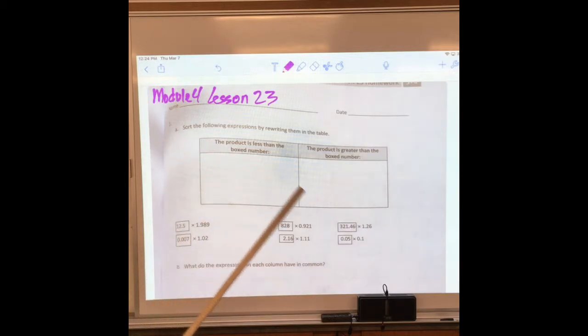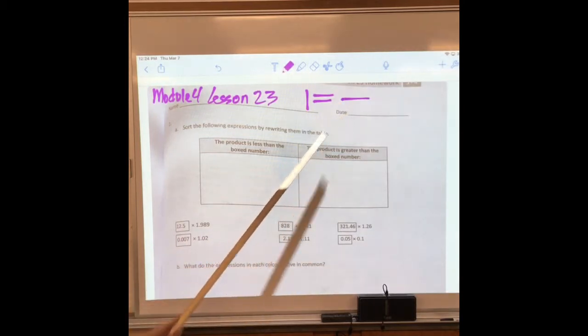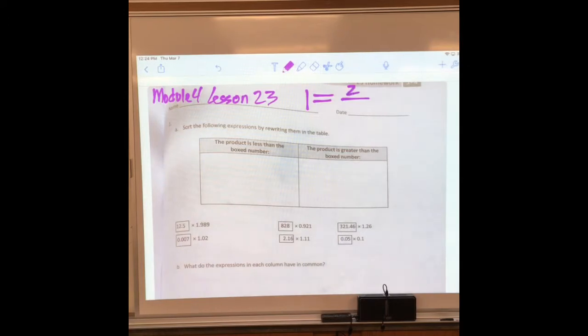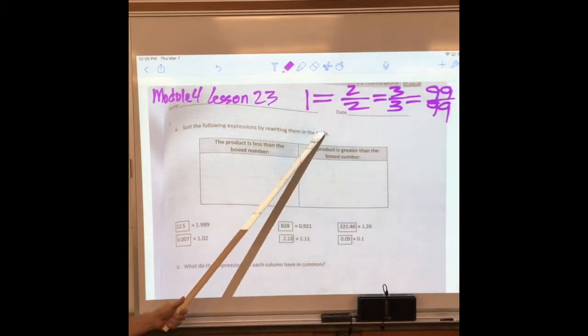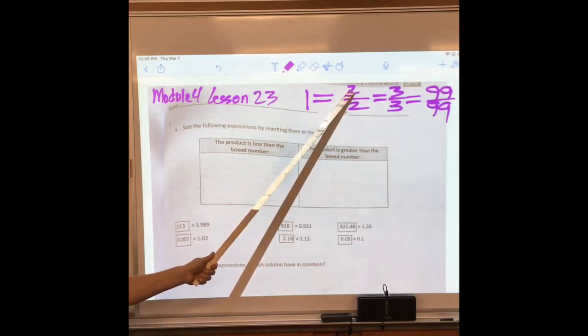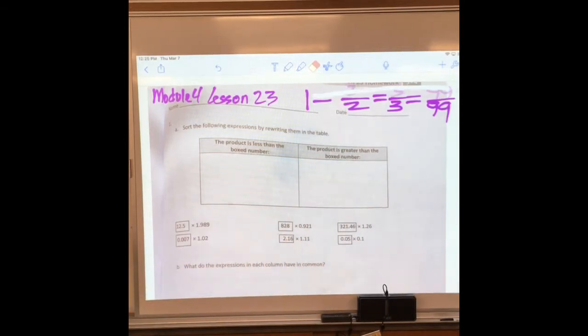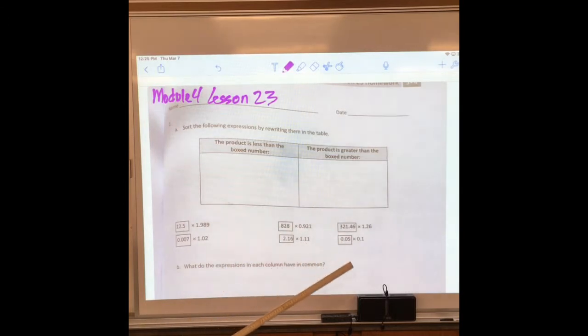So let's just do a little quick review. If I said I have 1 here and I equal some kind of fraction, what would it be? Well, you could say it's 2 over 2. That would be fine. Or you could say it's 3 over 3. Or you could say it's 99 over 99, right? Those are all ones. When you have the bottom number the same as the top number, it is a whole number.